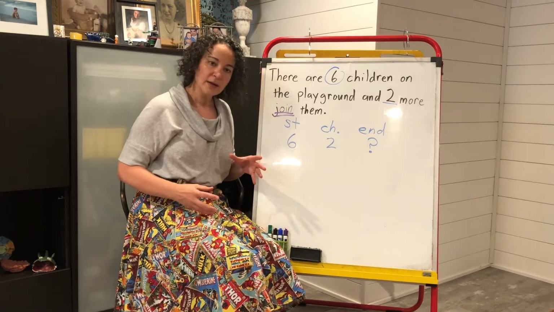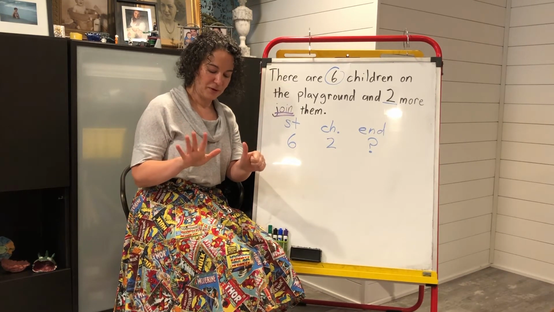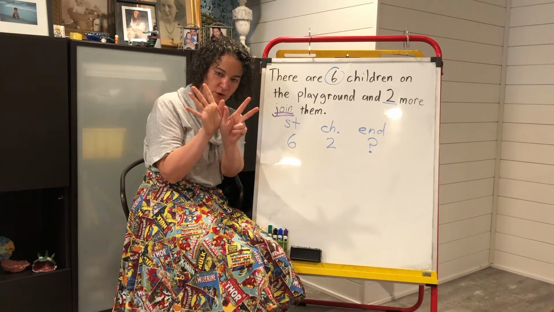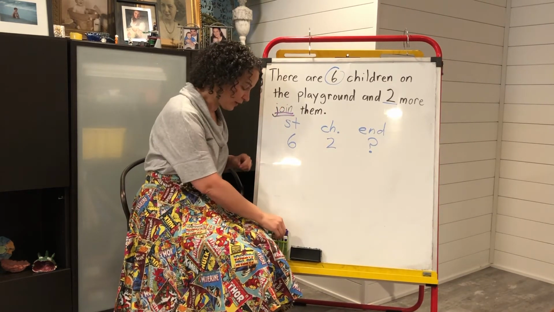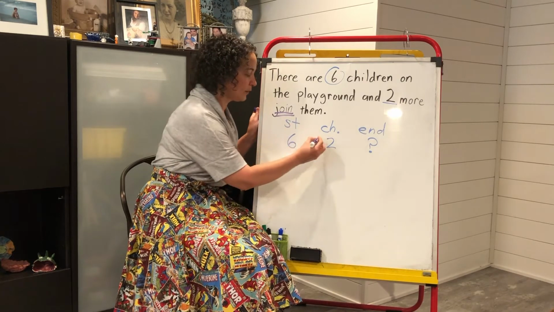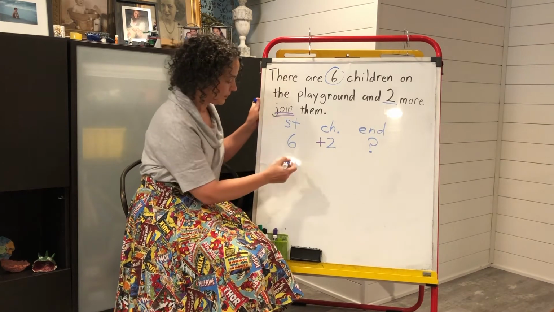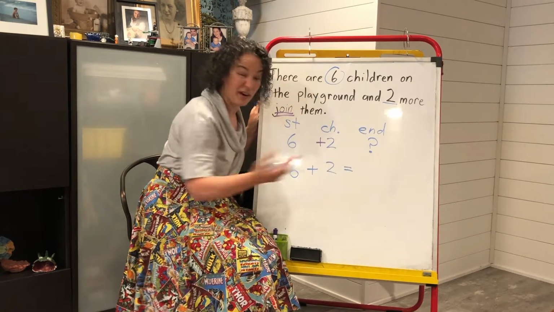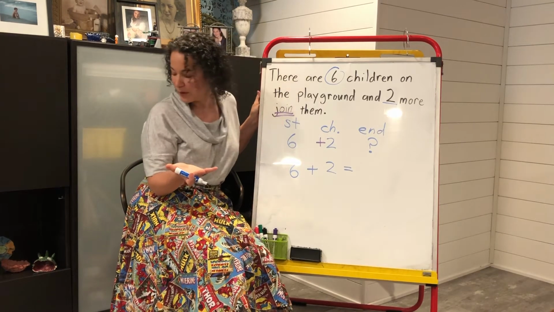So my friends, if we've got 6 over here and 2 more join them, are we putting them together or are we pulling things apart? Yeah, we have 6 and 2 more are going to join them. So my friends, join is one of those words that clues us we're going to be adding. So let's turn this into a number sentence. Ready? We've got 6 plus 2 is going to equal our variable, our thing we don't know. And what should I do if I don't know? Penny, what do I do?